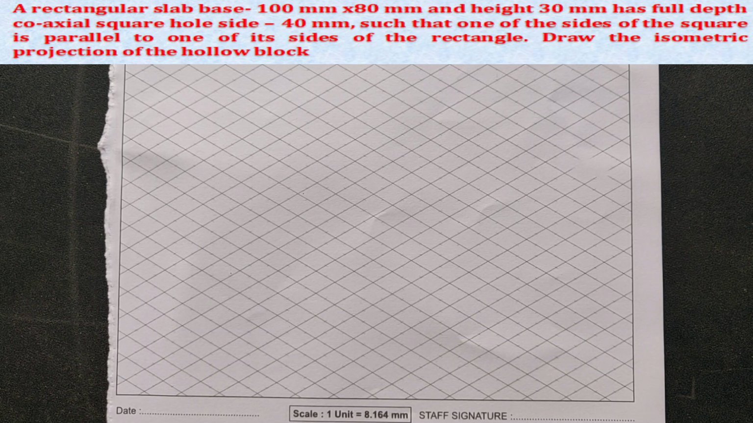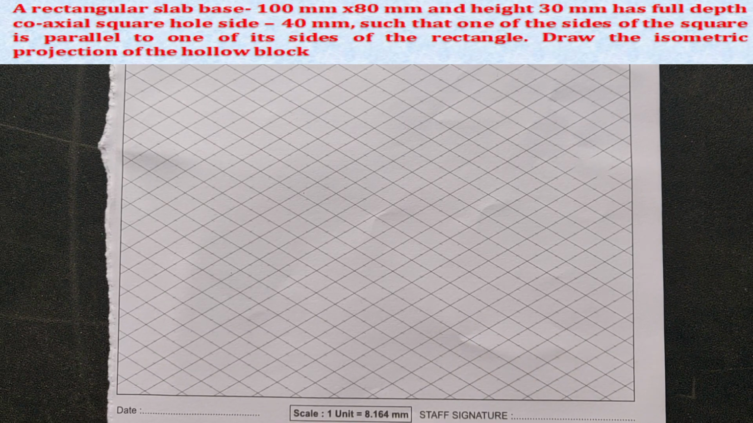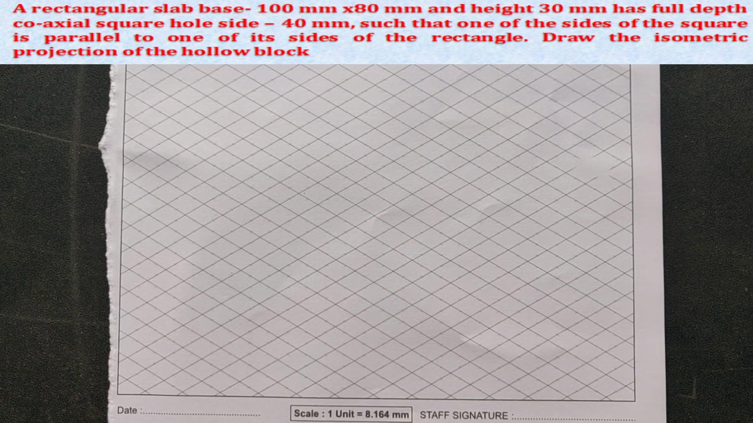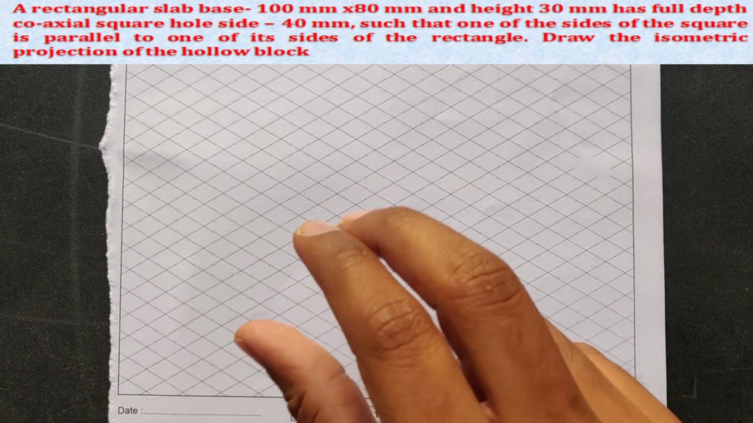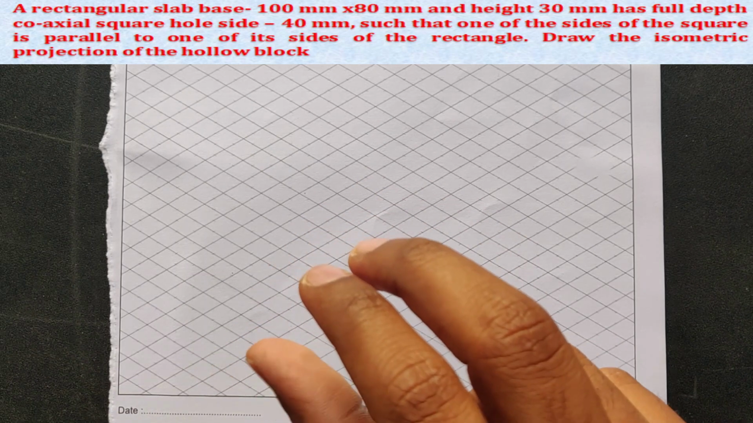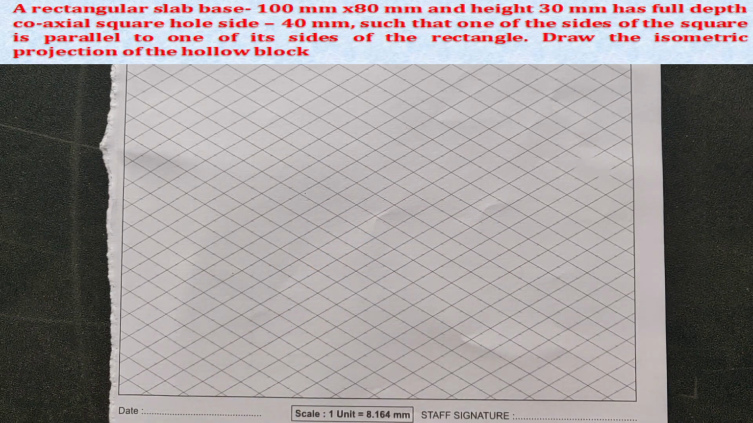So you need to understand here you have got a square hole inside the block, a full depth coaxial square hole. Now the side of this square is parallel to one of the sides of the rectangle. So it cannot be diagonally inclined, the sides should be parallel to each other. So this problem is very much easy. We'll straight away go to the problem.